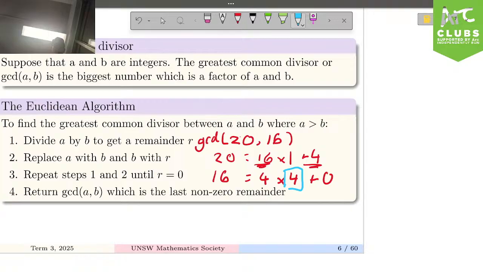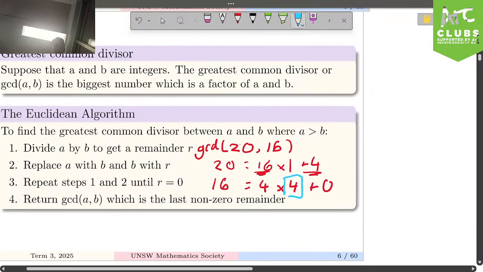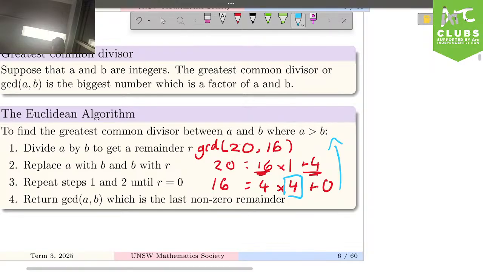You can also extend the Euclidean algorithm to go upwards, which we will do when we do RSA. When we do RSA, we'll do an extended Euclidean algorithm.